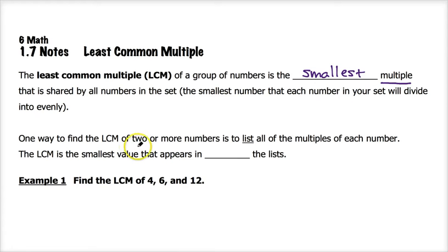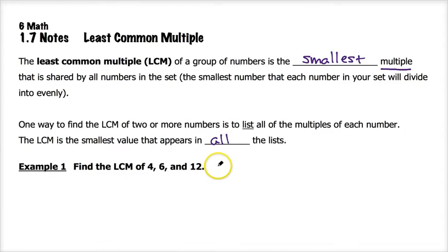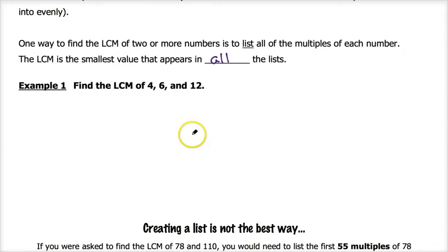One way we can find the LCM of 2 or more numbers is to list all of the multiples of each number. And once we do that, the LCM is going to be the smallest value that appears in all the lists. So we're going to try that here in example 1. It asks us to find the LCM of 4, 6, and 12. And to create a list of numbers, I just have to be really good at counting and skipping my numbers.